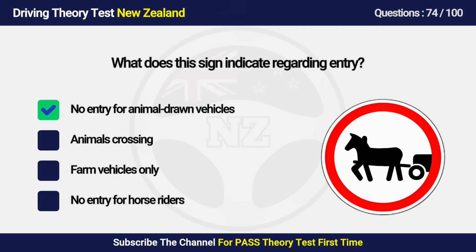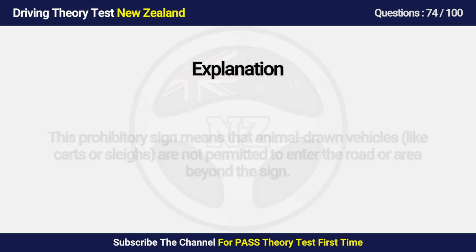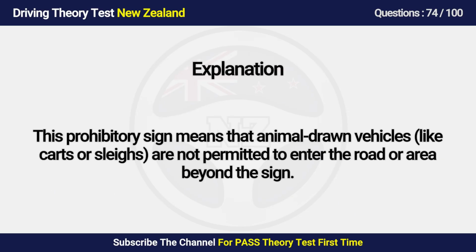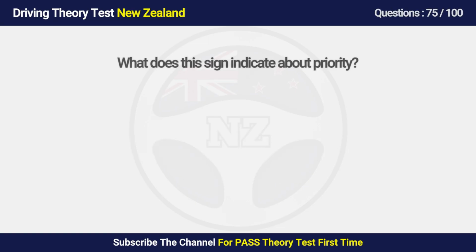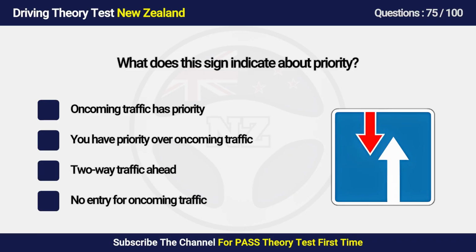Answers is A. No entry for vehicles. This prohibitory sign means that vehicles like carts or sleighs are not permitted to enter the road or area beyond the sign.